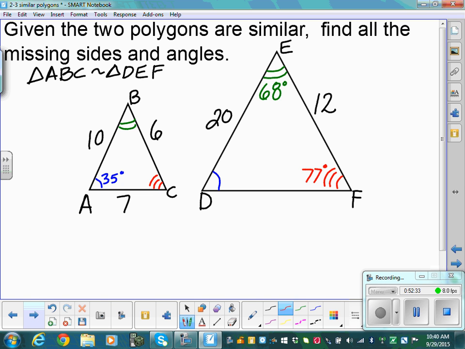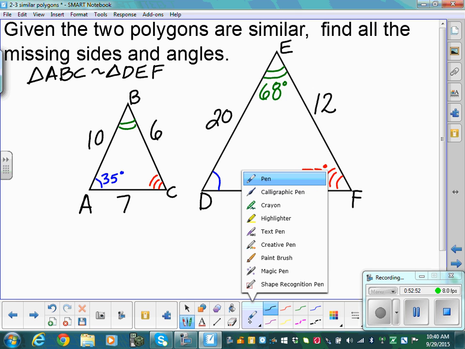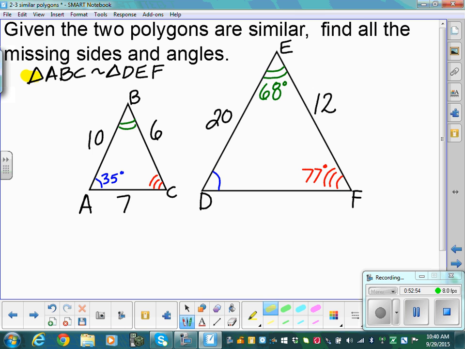Okay, so here's our first problem. We're going to go slow through this one. Make sure we're good. So it says, given the two polygons are similar, so we're told they're similar, find all the missing sides and all the missing angles. Now notice, right here, very important, I'm going to highlight it real quick. Notice right here, I have a similarity statement, not a congruence statement. And I'm going to use that very much so.